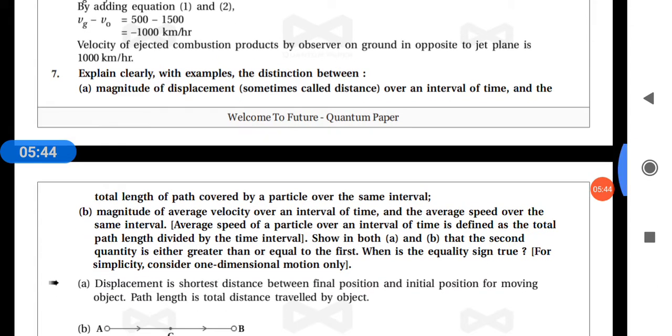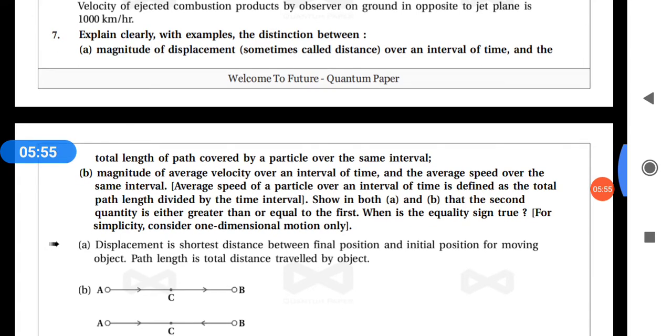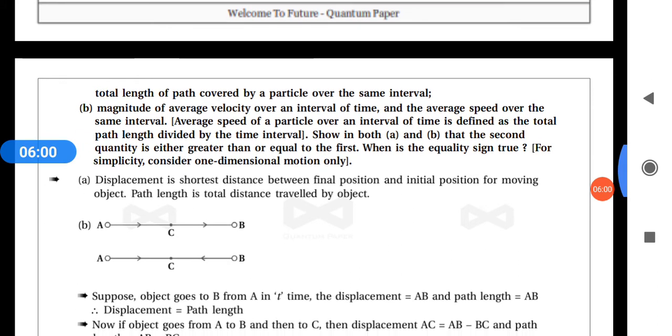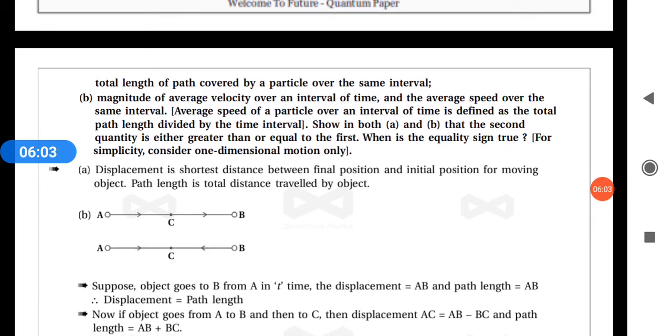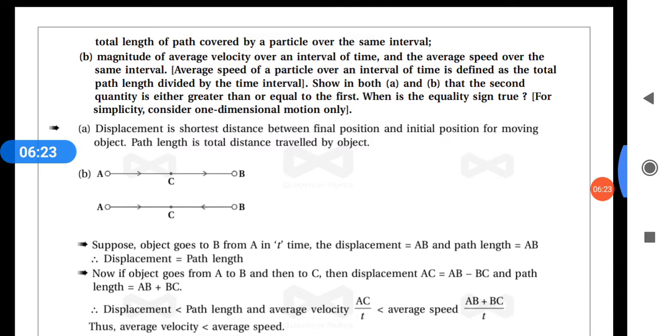Now explain clearly with an example the distinction between the magnitude of the displacement, sometimes called the distance, over an interval of time, and the total length of the path covered by a particle over the same interval. B is the magnitude of average velocity over an interval of time, and the average speed over the same interval. Average speed of a particle over an interval of time is defined as the total path length divided by the time interval. In both A and B, the second quantity is either greater than or equal to the first. When is the equality sign true? For simplicity, consider one dimensional motion only.